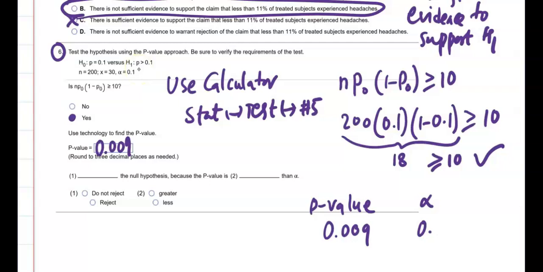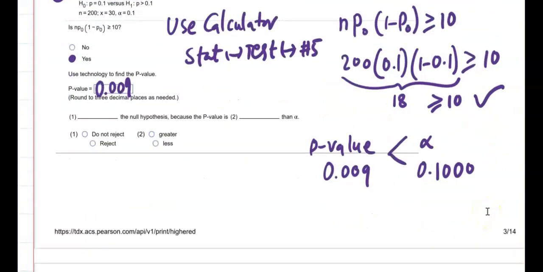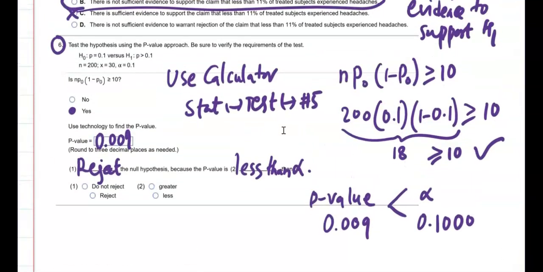Okay, see, 0.1100. You can say that if you like. So obviously p-value here is less than alpha because 0.009 is less than 0.100. So p-value less than alpha. So we reject the null hypothesis because p-value is less than alpha. That's the answer for the last part of this question number 6.